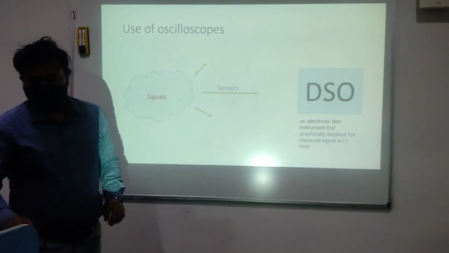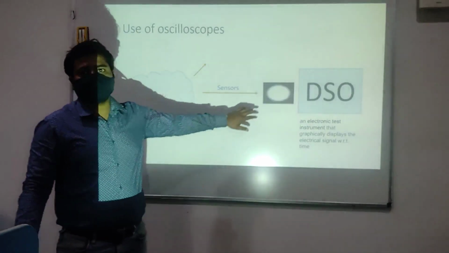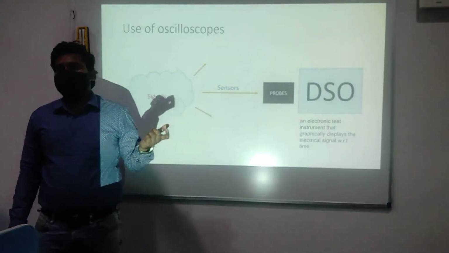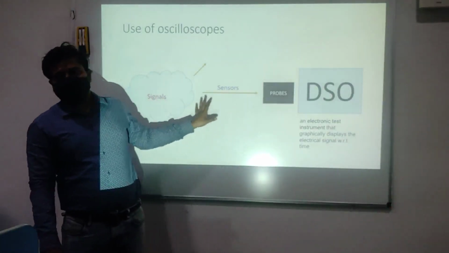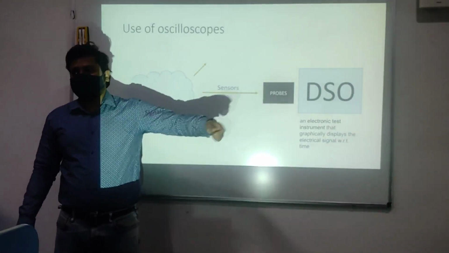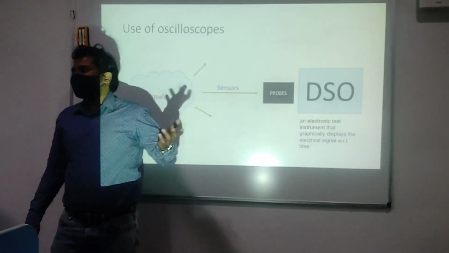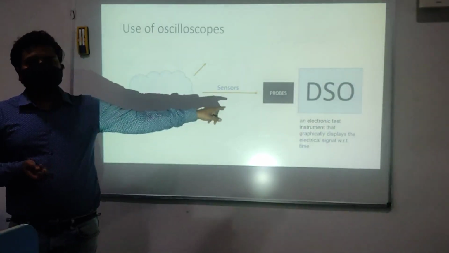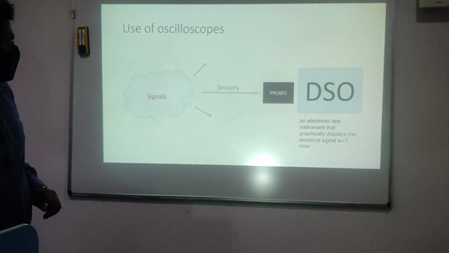Fair enough? Yes. Okay, so there is this term which is a black box today: the probe. These are the wires which you connect from your sensor to the DSO to give the input for the electrical signal. So how do you connect your electrical signal to the DSO? That is with the probes, we say.